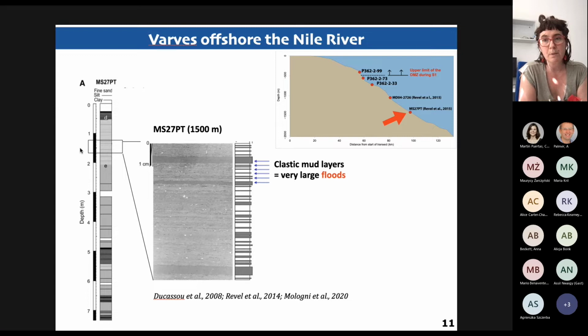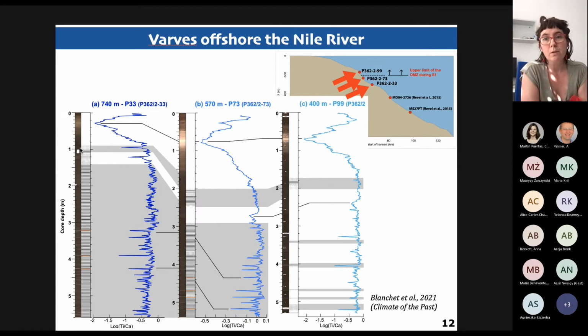And the core is pretty deep. It's 1,500 meters deep. So I have also now studied a series of 3 cores, which are located between 700 meters deep and 400 meters deep. They have been correlated using basically their sedimentologic features. And here I show you the titanium calcium ratio, but it could also be done using magnetic susceptibility or the identification of different features in the core. I also dated it with radiocarbon, but I'm not going to go too much into details here.